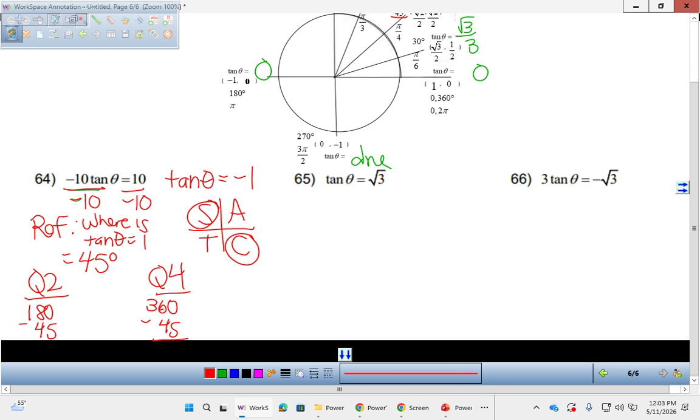I'm going to borrow from this. 10 minus 5 is 5. 7 minus 4 is 3. So this first angle is 135. I'm going to borrow from this. 10 minus 5 is 5. 5 minus 4 is 1. So this second angle is 315.